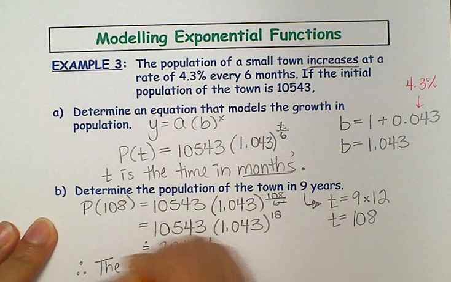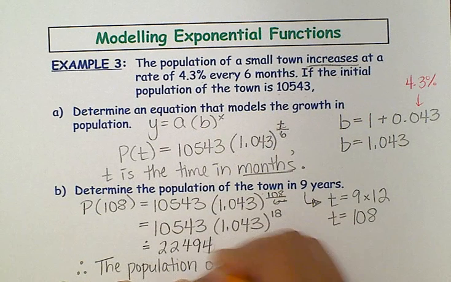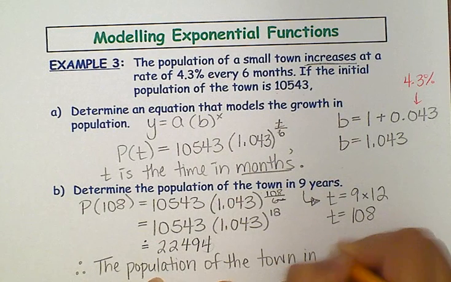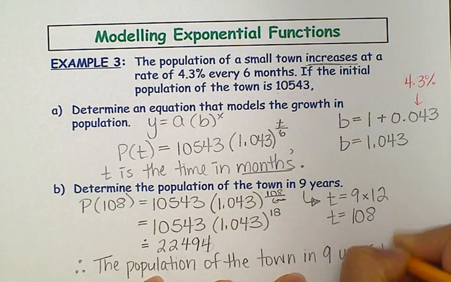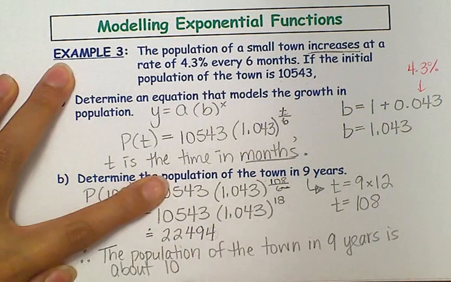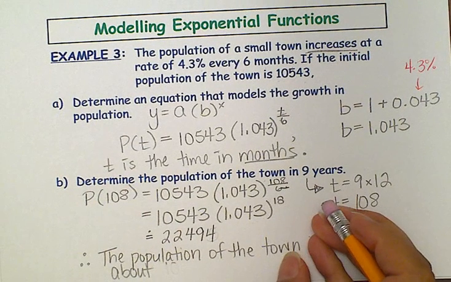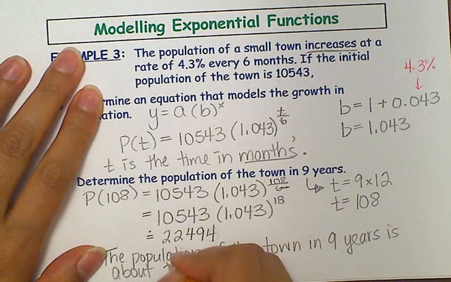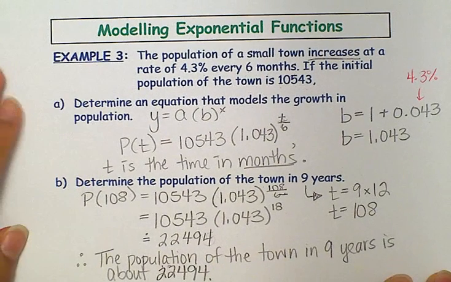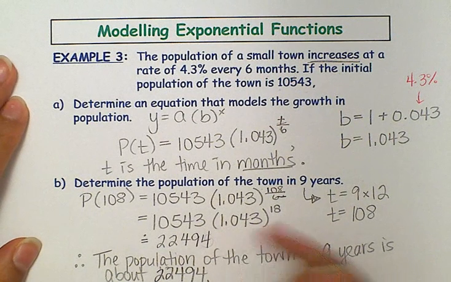the population of the town in 9 years is about 10,000, oops, look back at the original. I meant to say 22,494. Okay, so there's our approximate answer there. Okay, so you'll notice that the population has definitely increased by a significant amount over a span of 9 years.